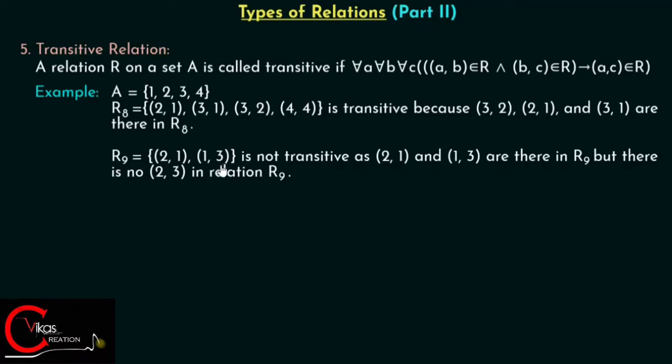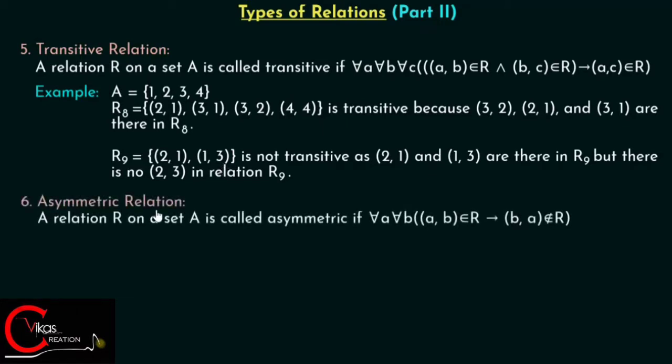Now, we will discuss the sixth type or last type of relation, that is asymmetric relation. A relation R on a set A is called asymmetric if for all a, for all b, (a, b) belongs to R implies (b, a) does not belong to R. If (a, b) is there in R, then (b, a) must not be there in R. Then only we can say R is asymmetric. This is a stricter version of symmetric relation, right?